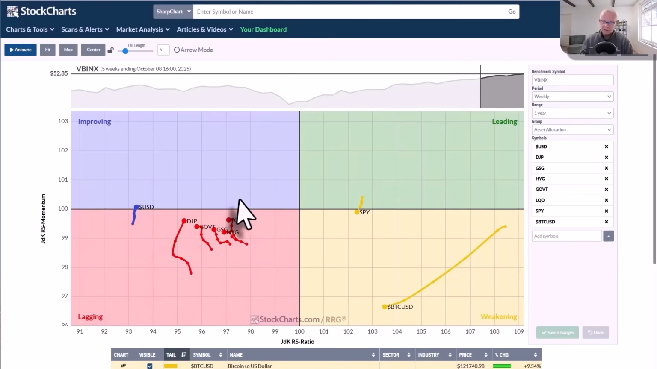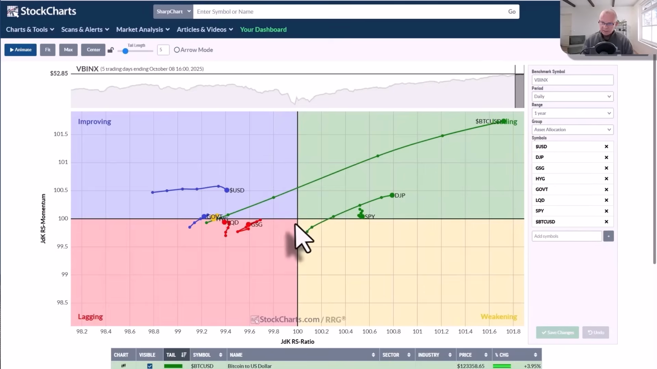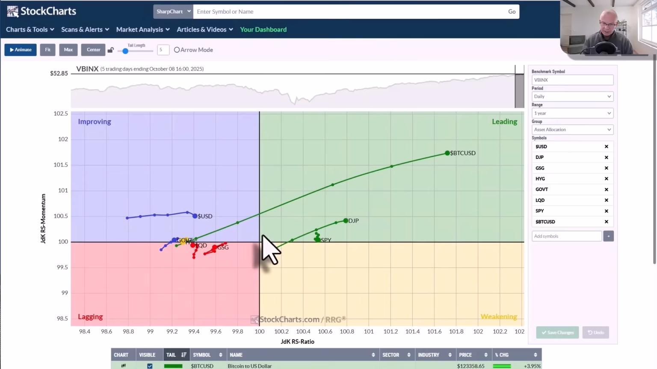so we've got to see how this progresses and how strong that move is. Now, when we move this chart to a daily chart and look at it again, then you see quite a different picture. So what we see here is, first of all, the strength of Bitcoin. It's underscoring the strength of Bitcoin. It's inside the weakening quadrant on the weekly, but on the right-hand side. And here you see the recent strength.